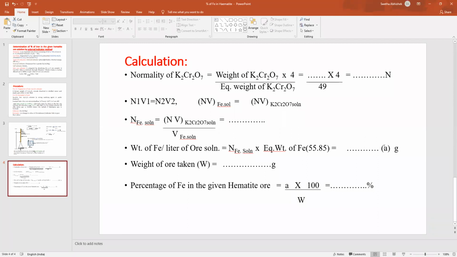Now by knowing this A value, you are supposed to calculate the percentage of iron if you know the weight of ore taken. The weight of ore taken, that is the W value, will be given to you because you are not going to prepare the ore solution; the ore solution will be given to you. So you will be given the weight of ore powder taken in the preparation of the ore solution. By knowing the A value and the W value, you can find out the percentage of iron in the given hematite ore using the formula A into 100 by W, where A is the weight of iron per liter and W is the weight of ore powder taken in the preparation of a liter of ore solution. So you will get to know the percentage of iron. Okay, so this is a simple calculation.